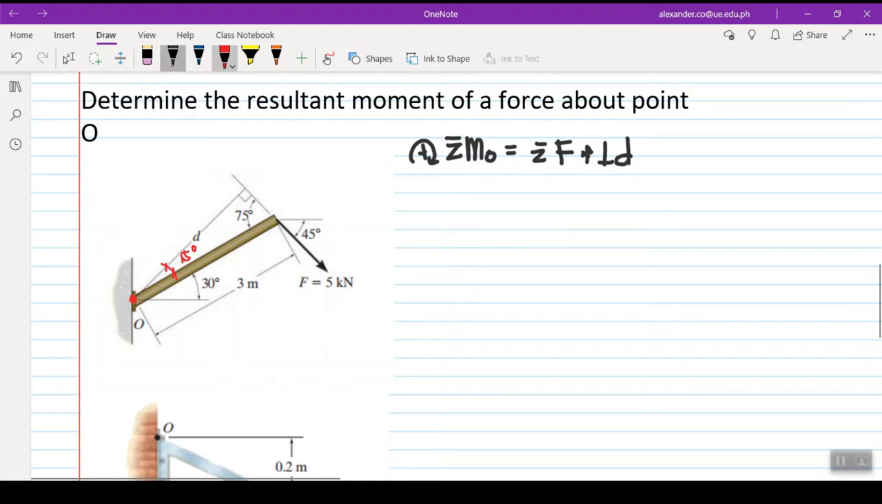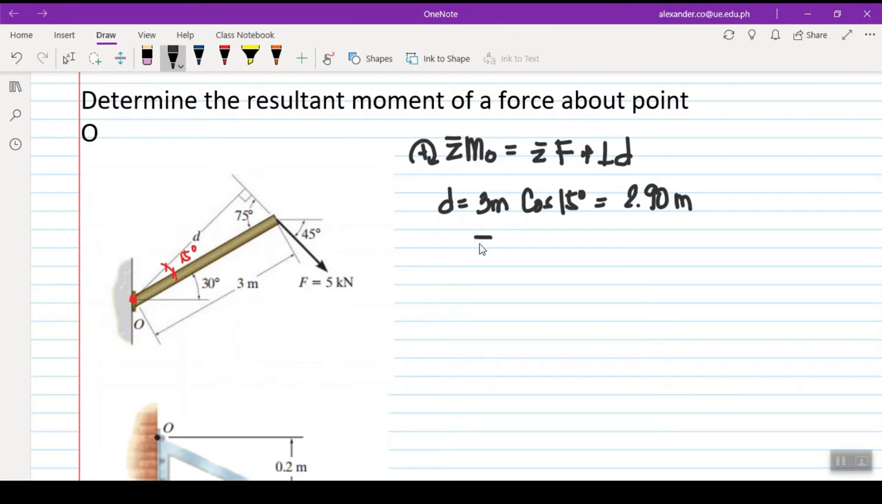So, pwede na natin kunin yung ano niyan, no? So, solution, the perpendicular distance D here, ito yung hypotenuse, 3 meters. So, 3 meters. Sine or cosine? Cosine. Adjacent. Cosine 15 degrees will give us a value of how much? Computing ko lang ha. 3 cosine 15 is 2.9. Approximately 2.9, 2.90 meters.